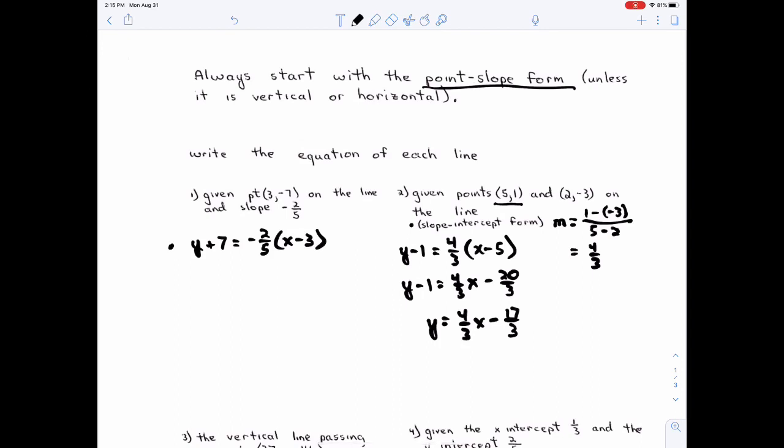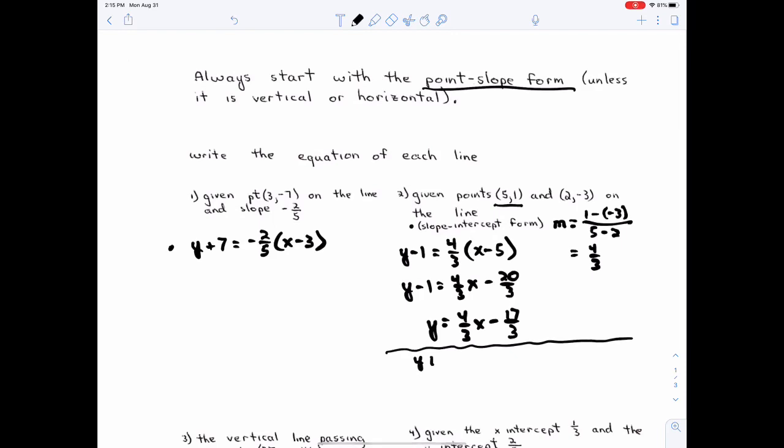I'm going to draw some other stuff here. You don't need to draw it, but just listen. What if you had decided to use the other point? Let's say you decided to use 2 comma negative 3. You'd write y plus 3 equals 4/3 x minus 2. Then you get y by itself. Y plus 3 equals 4/3 x minus 8/3.